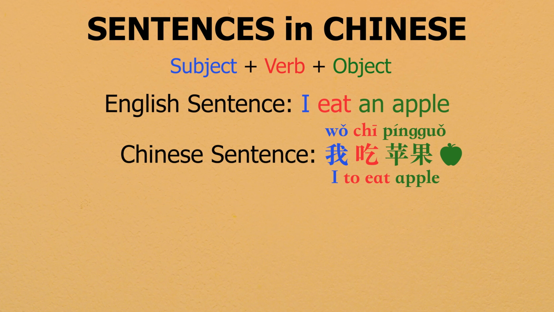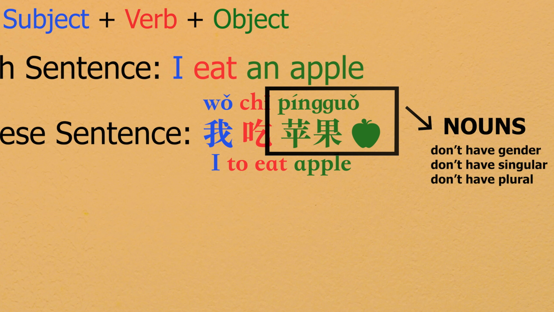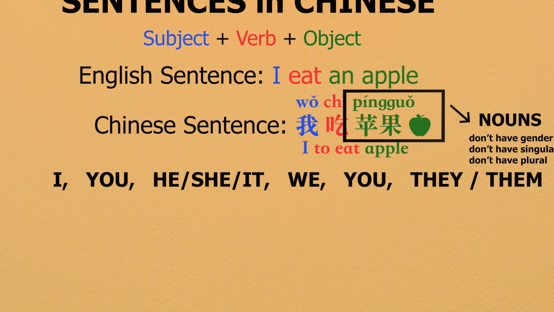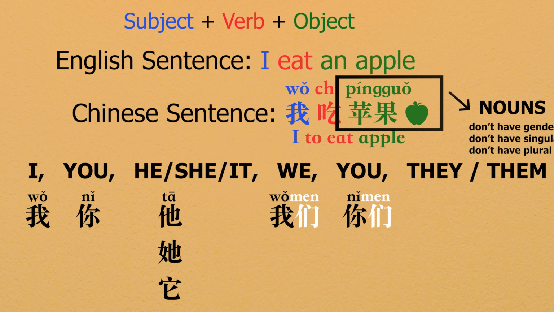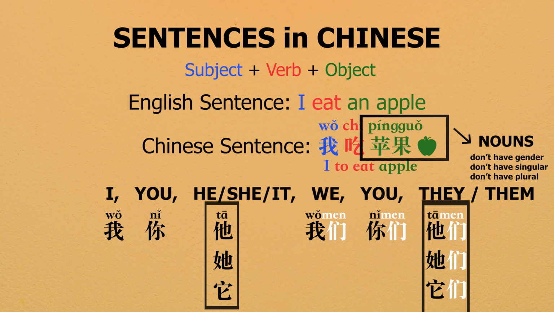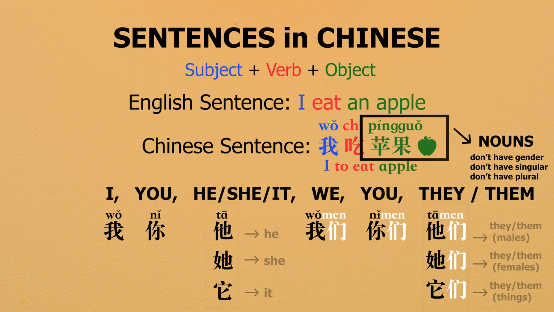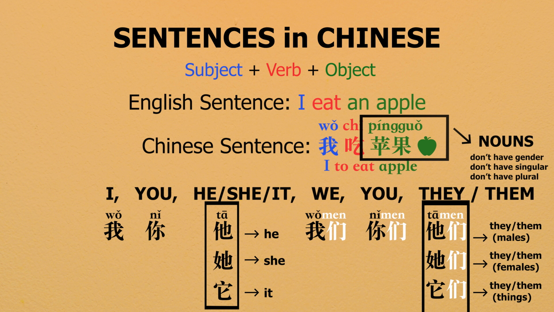As you can see, in Chinese there are no articles because nouns in Chinese don't have gender, singular, or plural. The only exception are personal pronouns. I, you, he, she, it, we, you, they, them. In Chinese, 我, 你, 他, 她, 我们, 你们, 他们, 她们. As you can see, only with the third person you can have gender. And this is because the character itself expresses the gender. In fact, the characters are different.